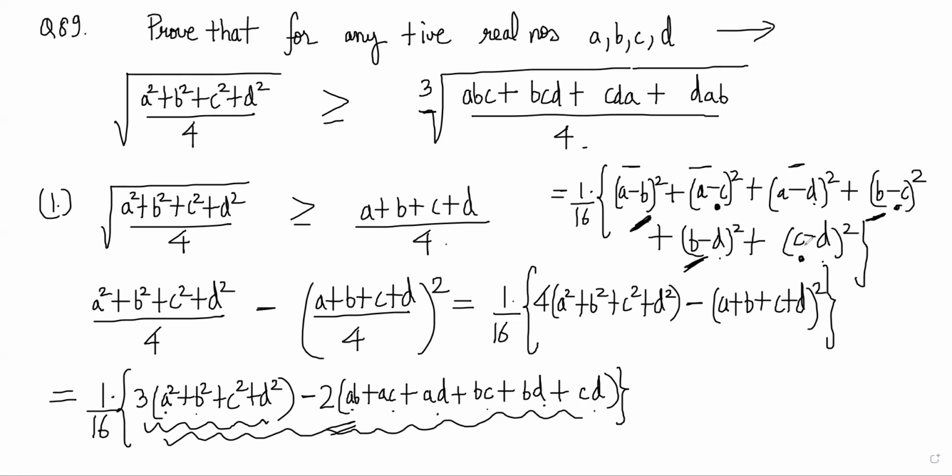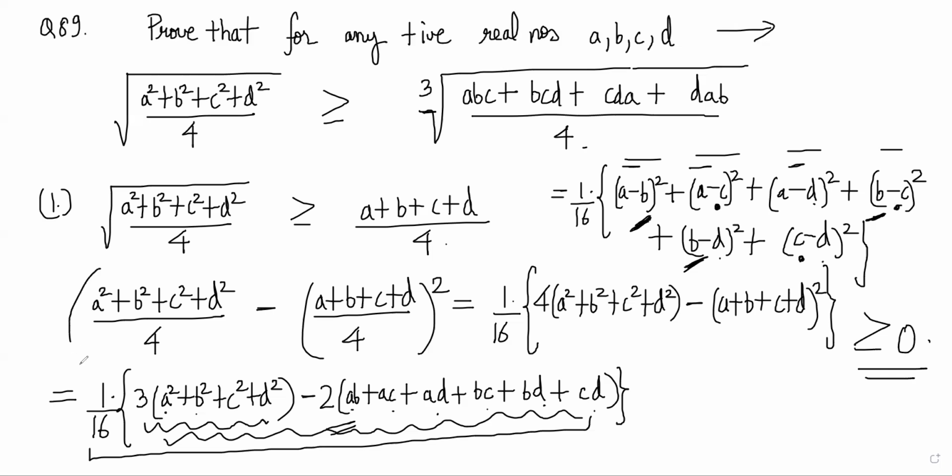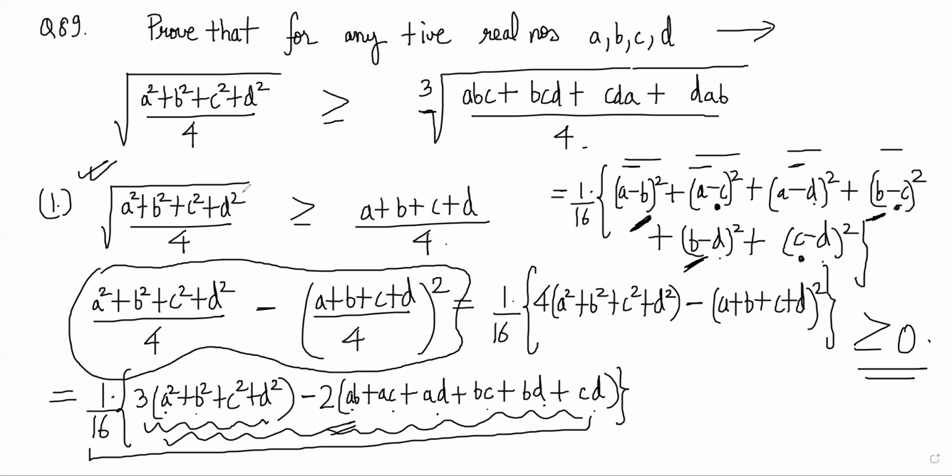So basically what I have shown is that this quantity is positive because this is a sum of squares. So this is greater than or equal to 0, which means that our inequality here is true. So far what I have done is prove this lemma. And the proof is by simple squaring and bringing everything to one side and showing that the quantity that you get is a sum of squares and therefore it is positive.